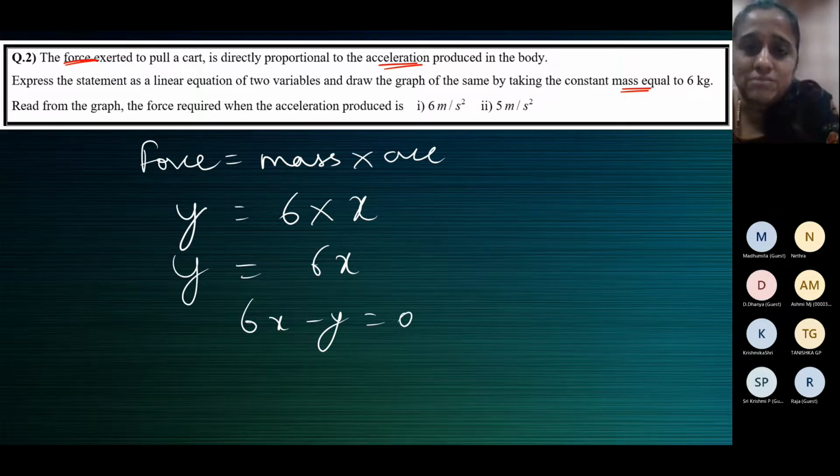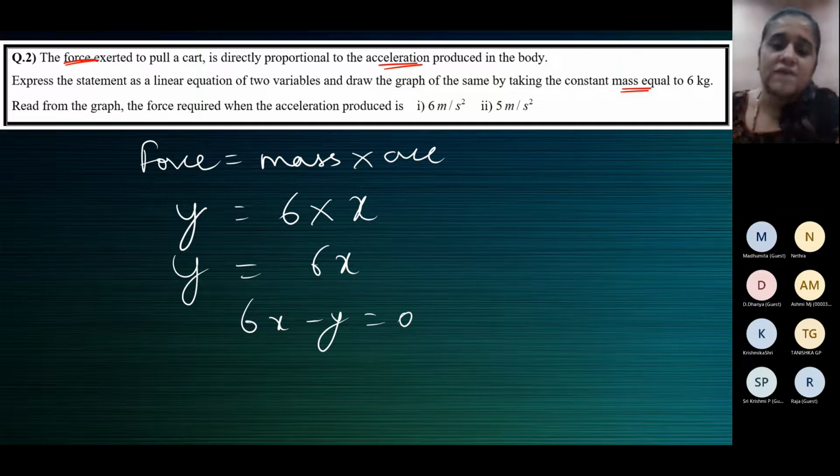Force, acceleration, mass. So these three quantities are connected by the formula force is equal to mass into acceleration. Mass is given to be 6 kgs. Substitute 6 for mass. Force and acceleration, y and x. So y is equal to 6x, or 6x minus y is equal to 0 is the required equation. Now make the xy table, plot and get the graph. And from the graph, you'll have to read.